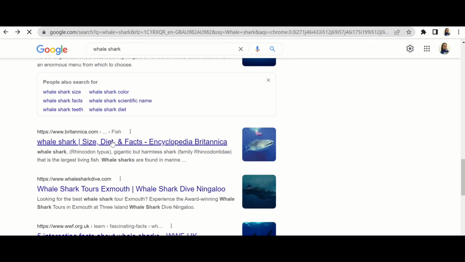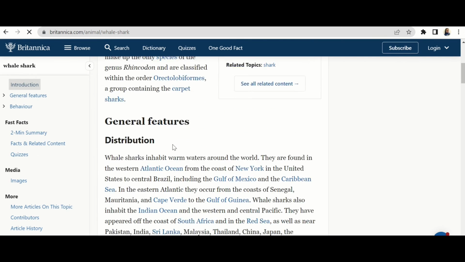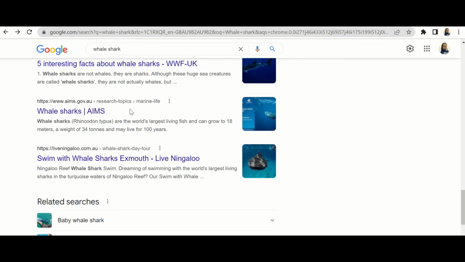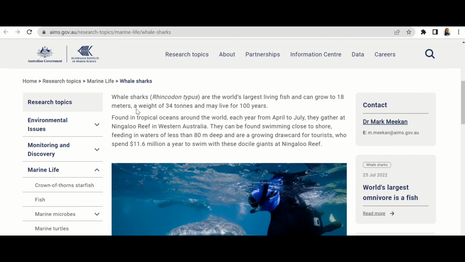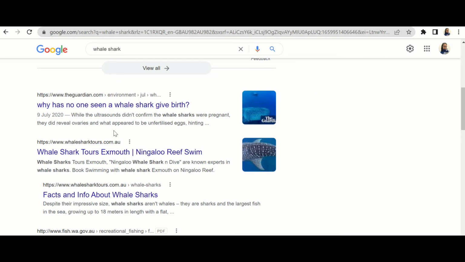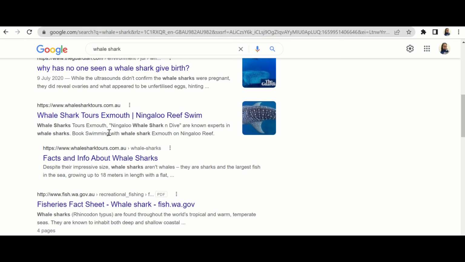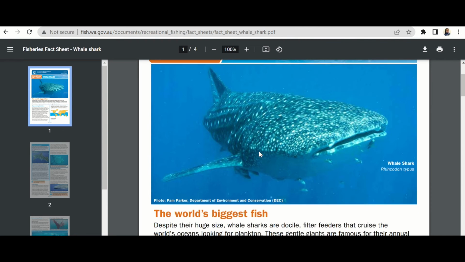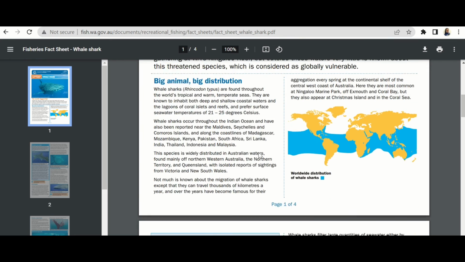There's Britannica. You could look at some interesting facts. Looks like there's a research site on whale sharks. So there's some information. Maybe not news articles, and not tour websites. Well, there's a fisheries fact sheet, which looks like it's got some good information too.